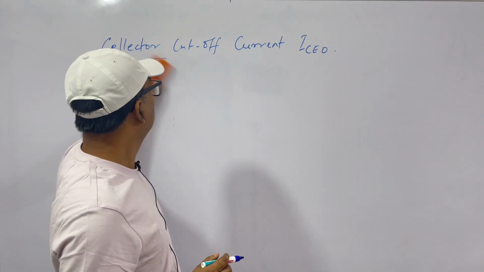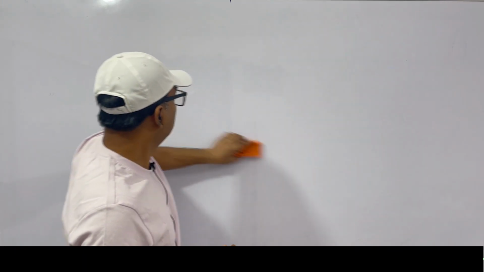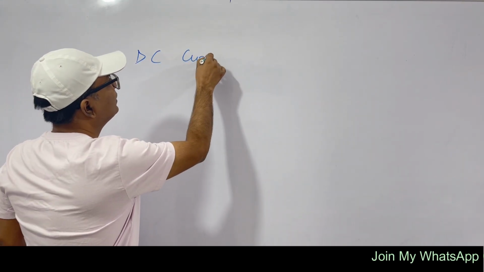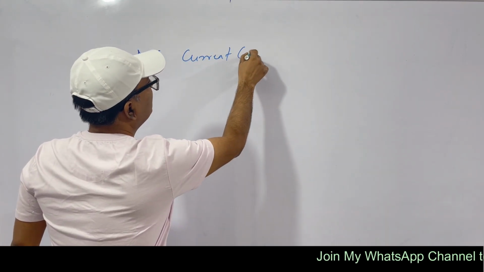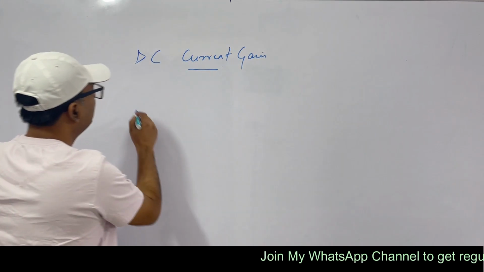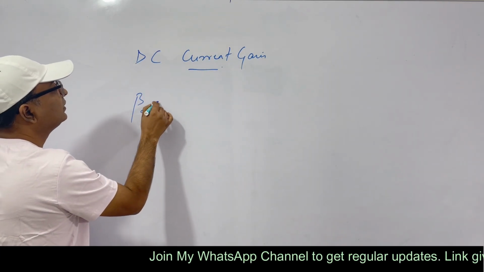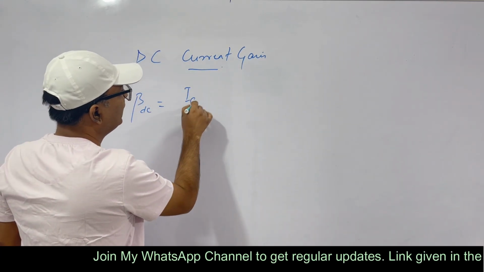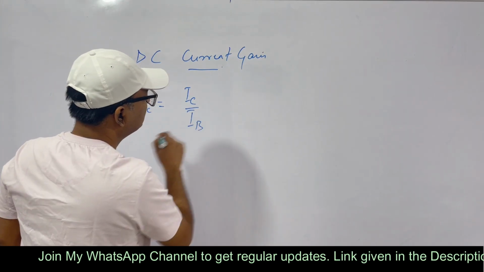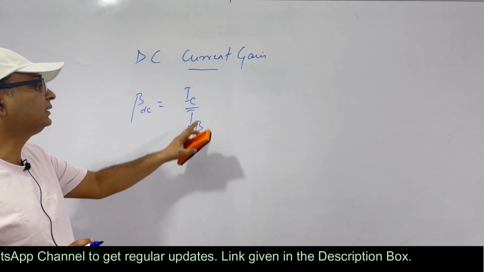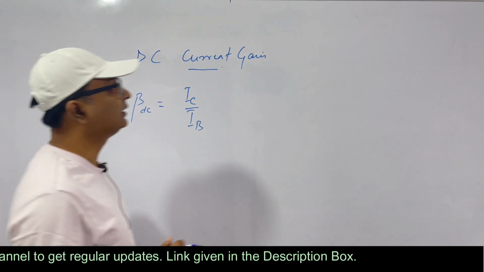Now, let's say what is the DC current gain? DC current gain is written as beta DC, given by IC by IB. Clear? Simple. Beta DC is IC by IB. This is DC current gain.